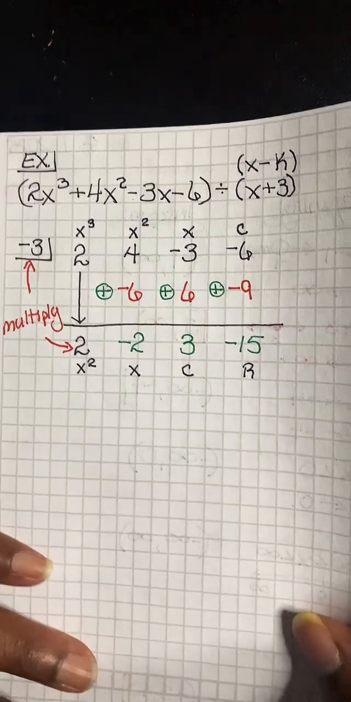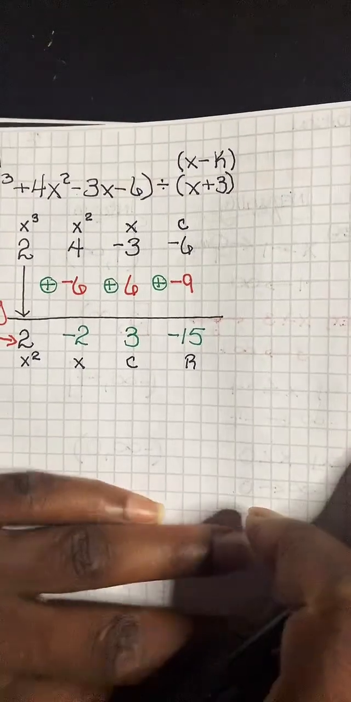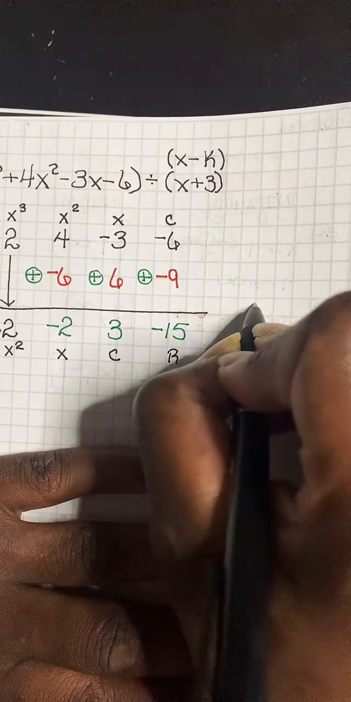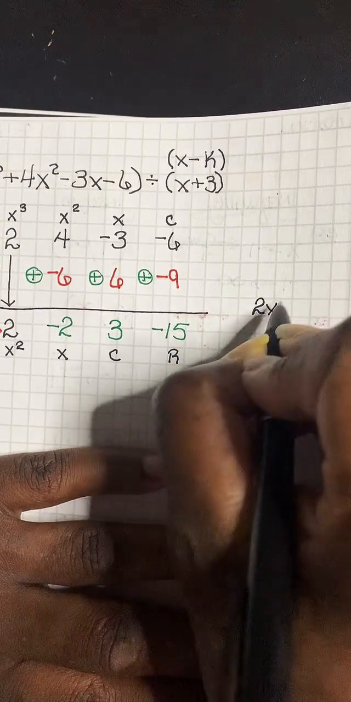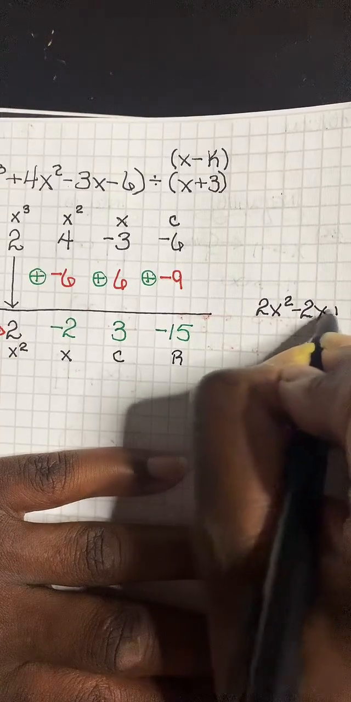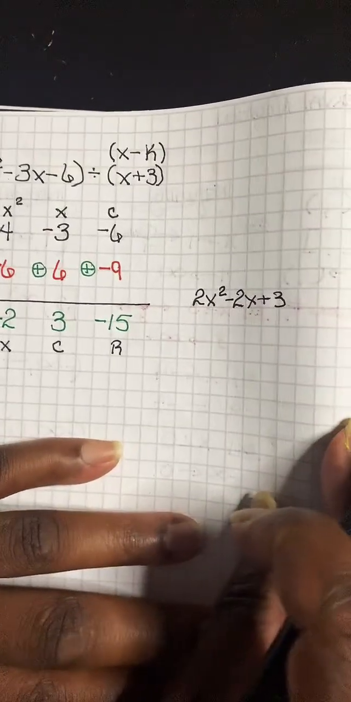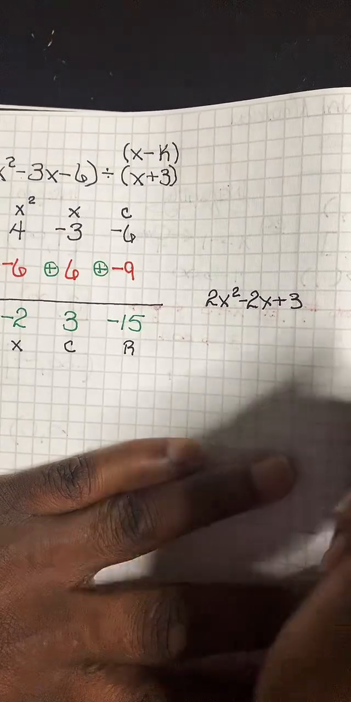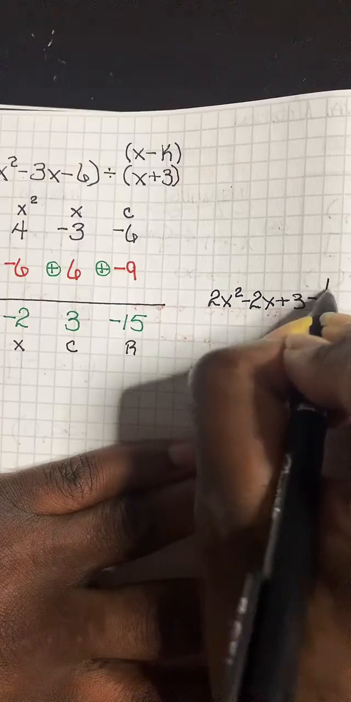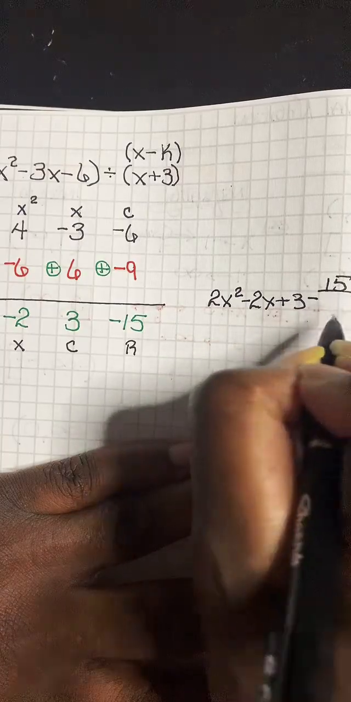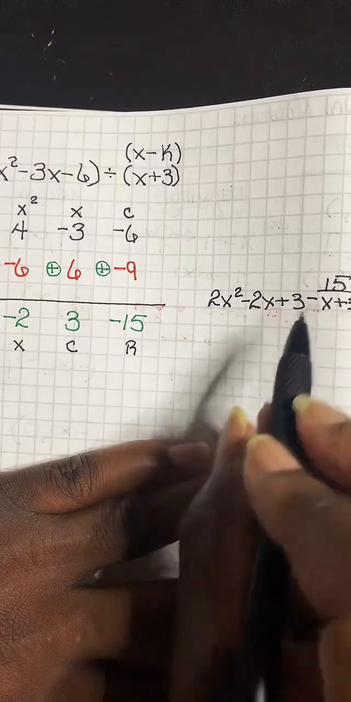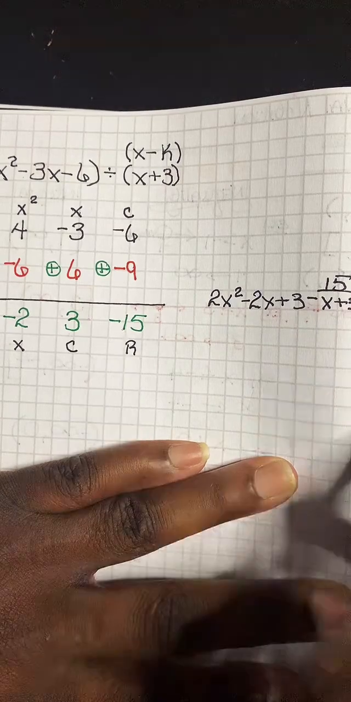So if I may, I'm going to rewrite my answer, my official answer. Let's see if I can slide it over here. So that means we have our 2x squared minus 2x plus 3. And then your remainder can be written in one of two ways. Either it's going to be minus 15 over the original divisor, which is x plus 3. The reason why it's minus is because my 15 was negative.